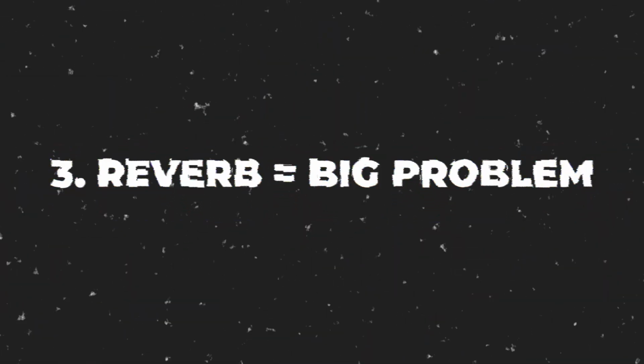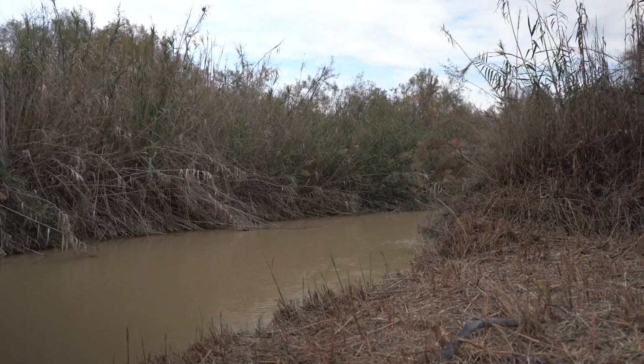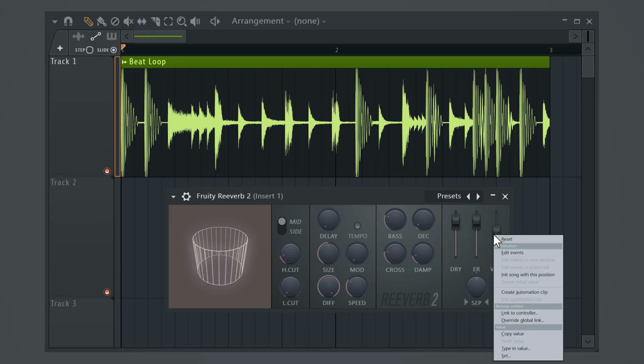We all love reverb, but there's one big problem with it. Reverb will blur your mix. It will make it sound muddy, and the end result will be terrible without you even realizing it. But of course, there's one simple trick that can fix this. Let's say we have a reverb on this melody. Right-click the wet slider and choose create automation clip.